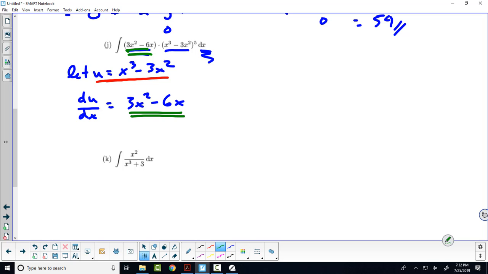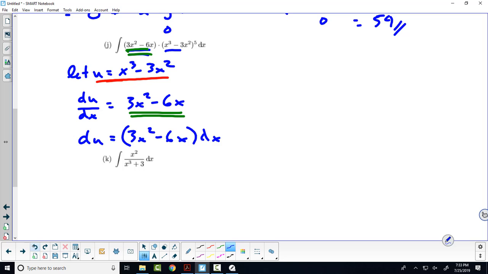Now, we're going to do a little bit of manipulation symbolically, even though it's not really meaningful. I'm going to multiply both sides of this equation right here by a differential x. That gives me du is equal to 3x squared minus 6x differential x.